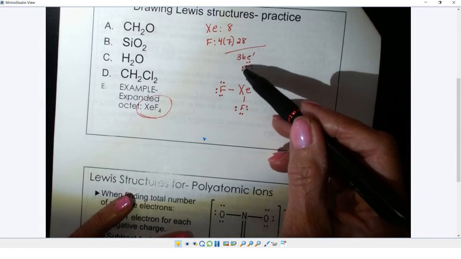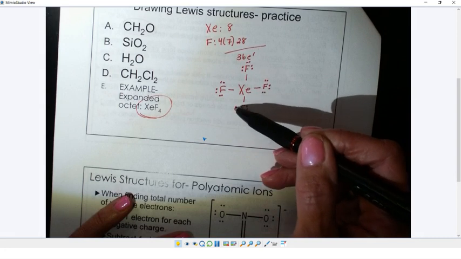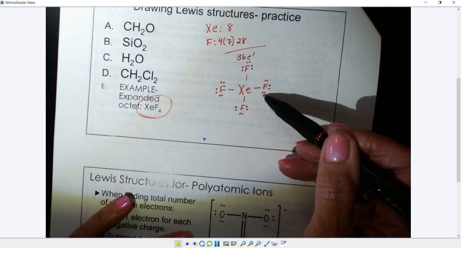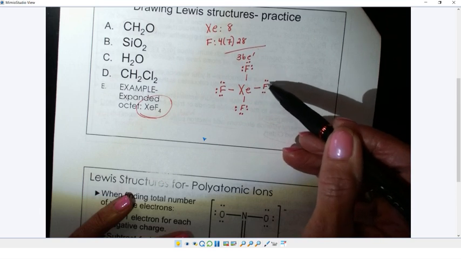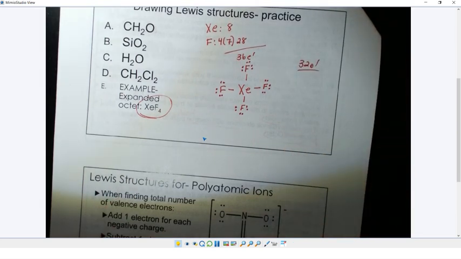I've got 2, 4, 6, 8, 10, 12, 14, 16, 18, 20, 22, 24, 26, 28, 30, 32, right? Right now I have 32 electrons. But how many should I have in there? Should have 36. So this is where you're like, well, I've got 2 extra pair of electrons. Like, where are they going to go? Okay. This is usually when you'll be like, oh my gosh, this guy has an expanded octet.